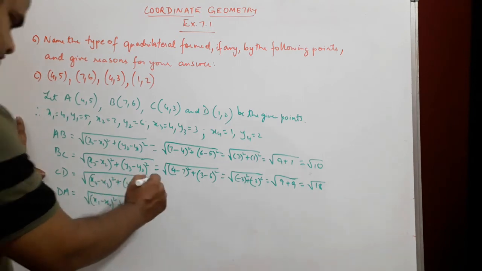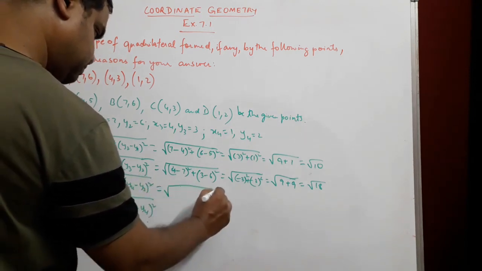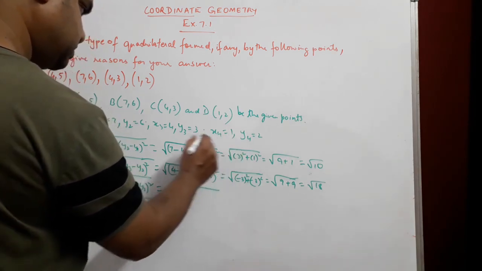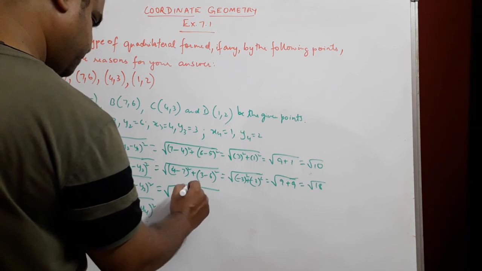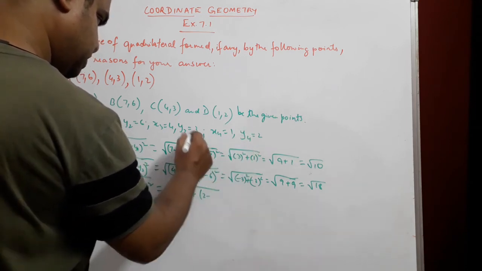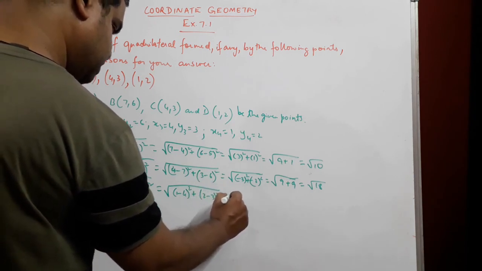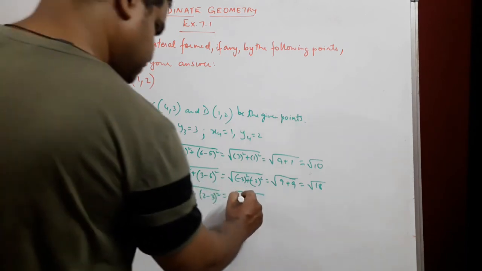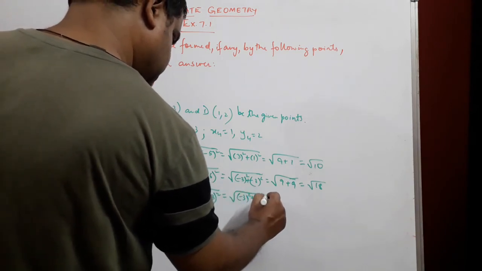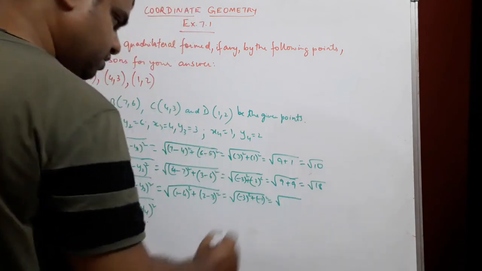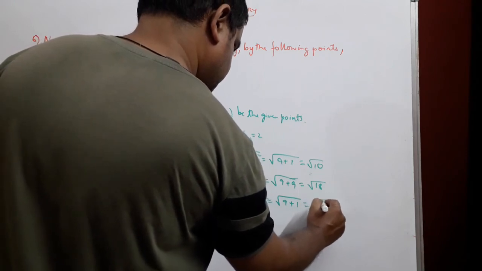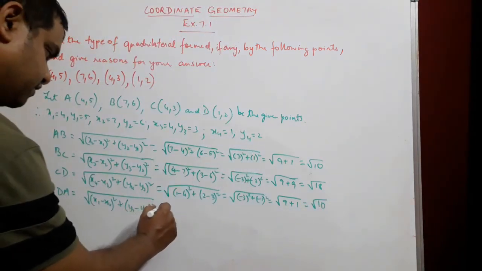Right. Let's go to the next one, that is CD. x4 minus x3. x4 is 1 minus x3, which is 4 whole square, plus y4 is 2 minus y3, which is 3 whole square. That gives us 1 minus 4 gives us minus 3 whole square, plus 2 minus 3 gives us minus 1 whole square. That is equal to minus 3 whole square gives us 9, minus 1 whole square gives us 1, square root of 10.